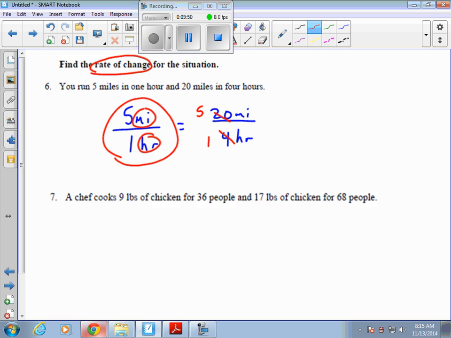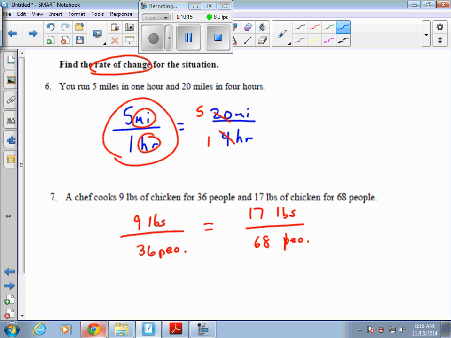The same thing's true for number 7. It says a chef cooks 9 pounds of chicken for 36 people and 17 pounds for 68 people. 9 pounds of chicken for 36 people is equivalent to 17 pounds for 68 people.